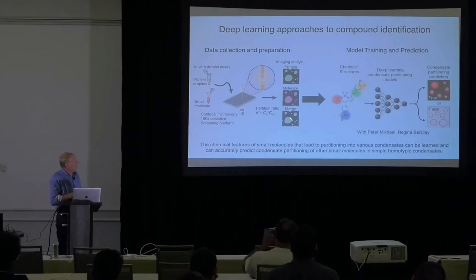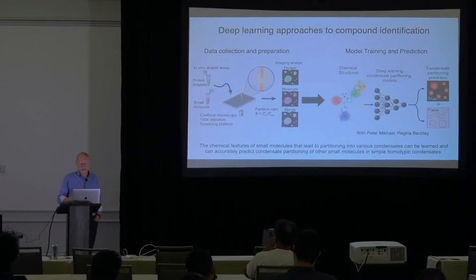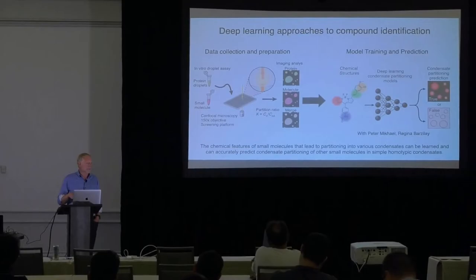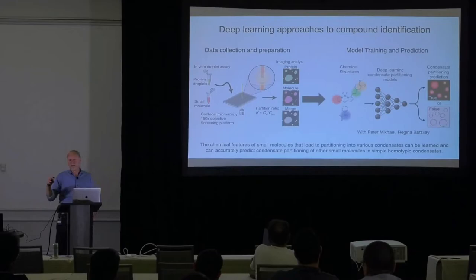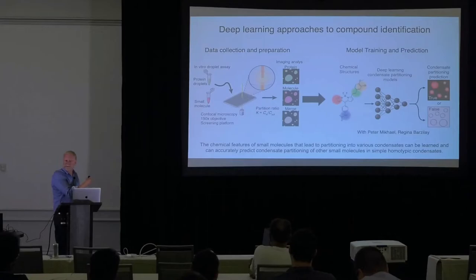And then we trained it on a subset of that data for each of the three different condensates, those formed by MED1, NPM1, and HP1. And remarkably, that deep learning model was nearly 100% accurate in predicting which of the untested small molecules would partition favorably into each of the three different in vitro condensates.